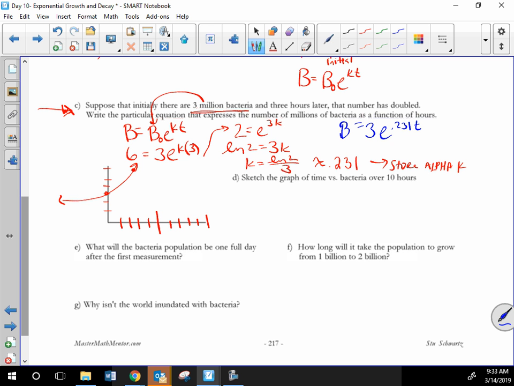So the bacteria population 1 full day after the first measurement. If I'm looking at 1 full day, what's my time going to be? 24, because we measured it in hours. Alright, so 3e to the 0.231 times 24. And again, you're using the full long decimal. Okay, so you're using the full natural log of 2 divided by 3. If this was non-calculator, you wouldn't be writing 0.231, you'd be writing natural log of 2 divided by 3. Alright, what do we get for the approximate number of bacteria? 768.